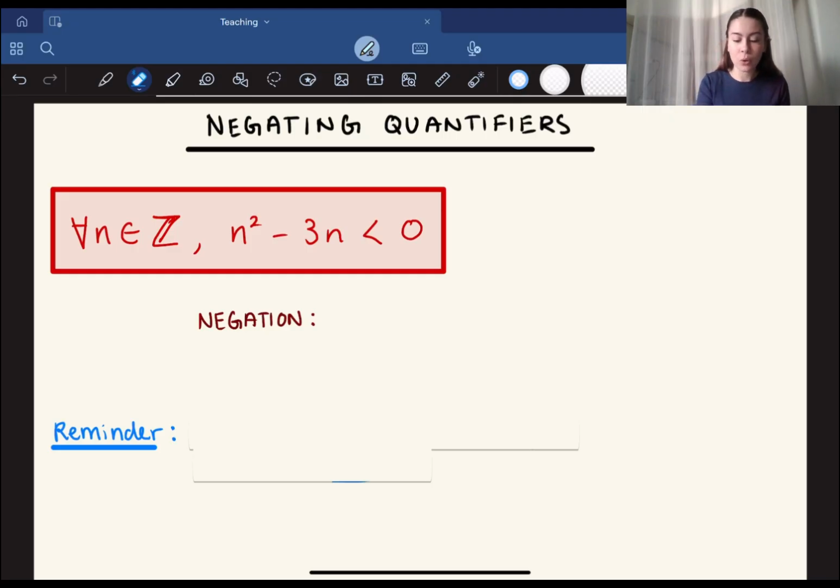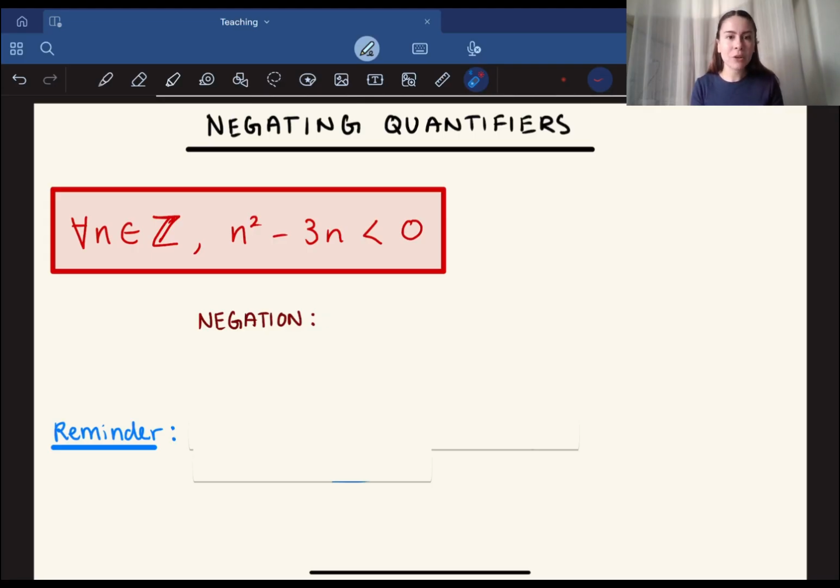So this universal quantifier, we see it at the beginning here, denoted by this upside down A. So let's read the statement from left to right to get a feeling for what it's telling us. It says, for all integers n, n squared minus 3n is less than 0. So let's think about, do we think that this is true or do we think that this is false?